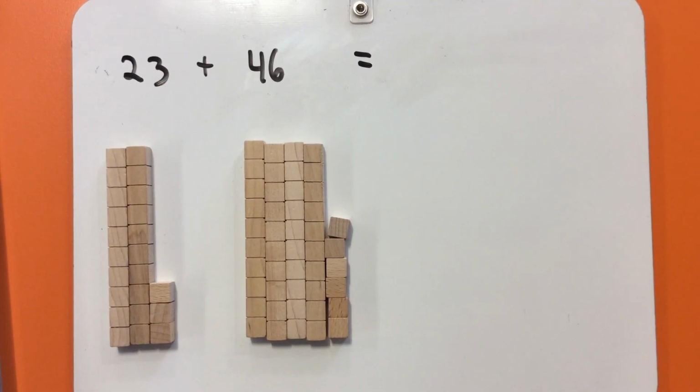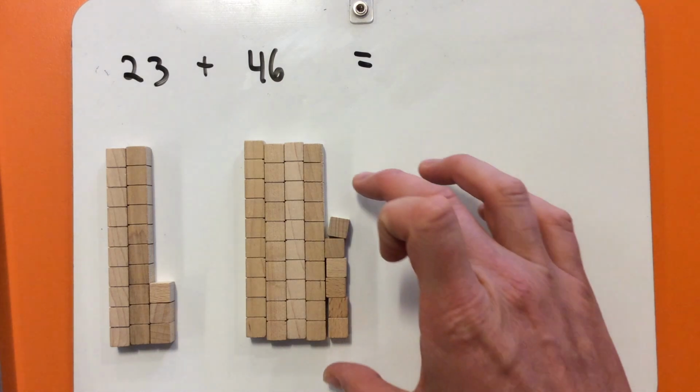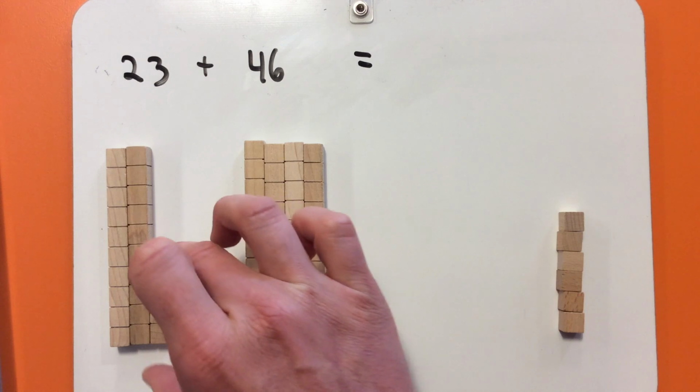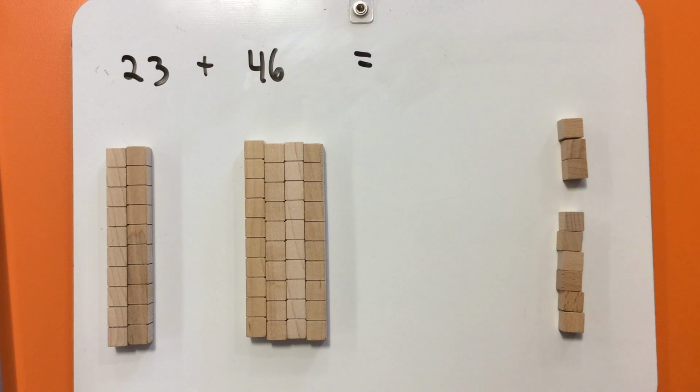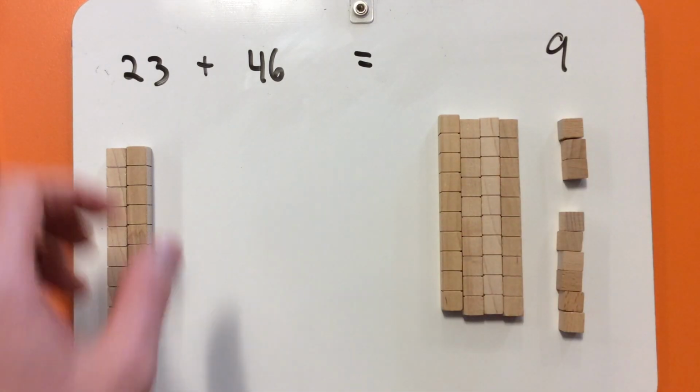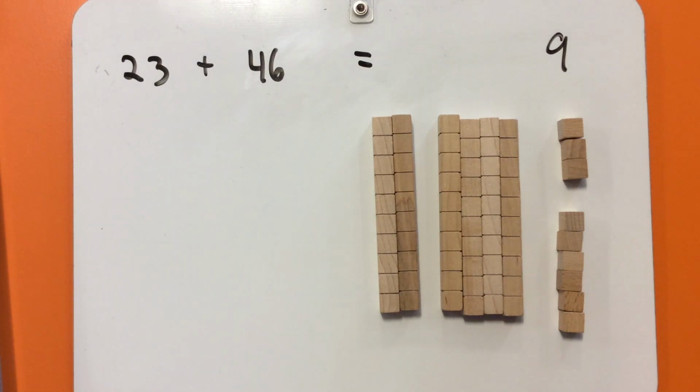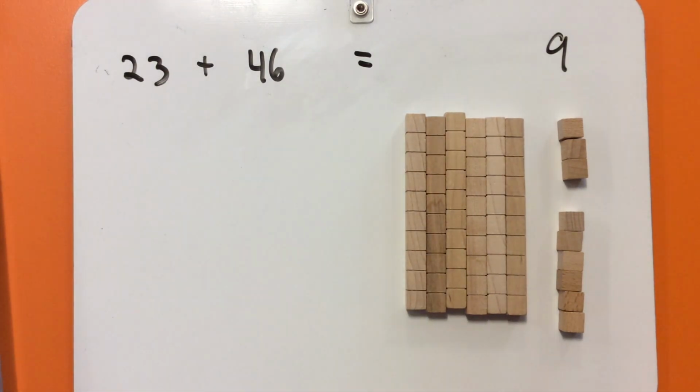So now that we know how to make these numbers, let's try that first problem. We've got 23 there and 46 here. So the first thing we're going to do is I'm going to move all of these ones over here. So we've got 3 and we've got 6, and that gives us 9 ones. Then I'm going to move my tens. So I've got my 4 tens and my 2 tens, and 4 tens plus 2 tens is 6 tens. So the number that we're looking for here is 69.